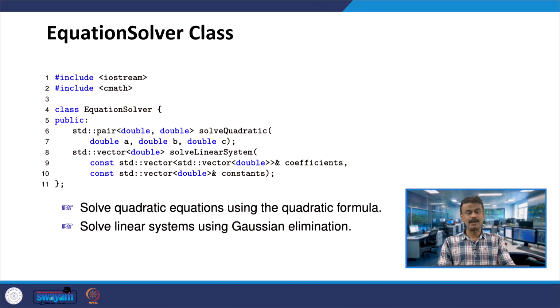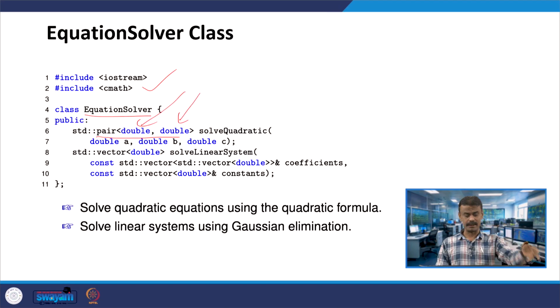And the next one is the equation solver class, right. So, we solve the quadratic equation or the linear equation, or linear system. Here we are including cmath along with iostream. The name of the class is EquationSolver. So, here you have pair, and the pair contains double and double.